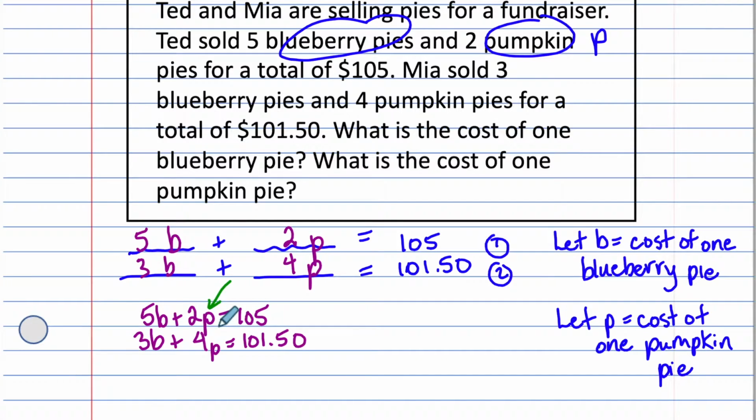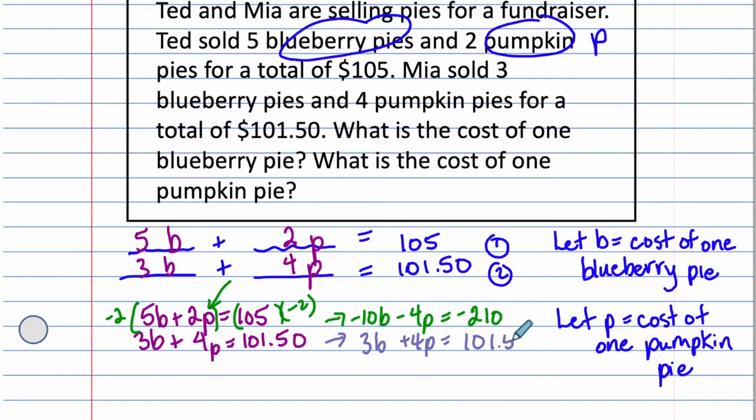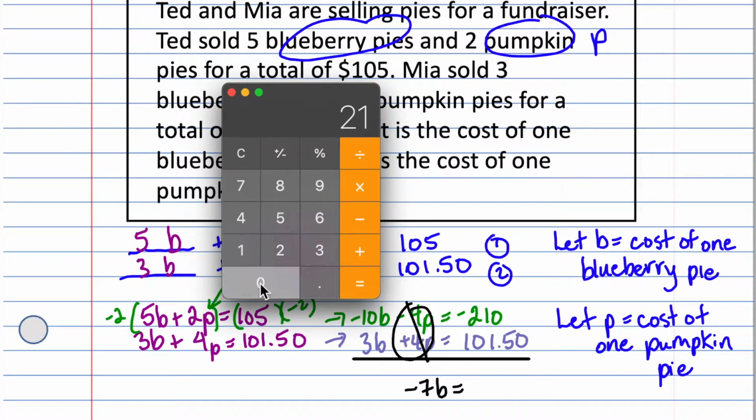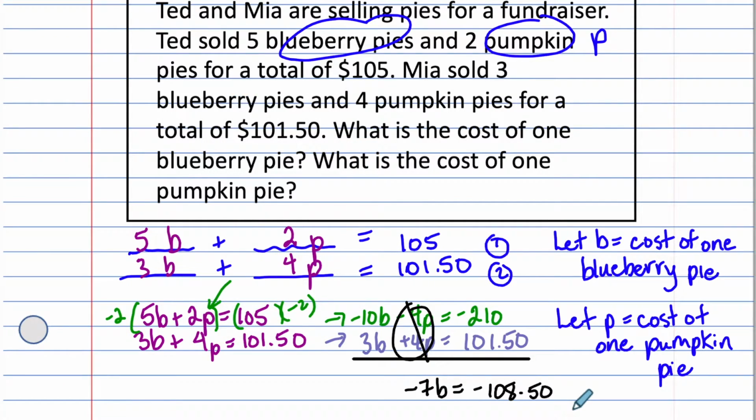We'll eliminate the p's by multiplying the first equation by a -2. That means what we do to the left side, we do to the right side. We'll keep the second equation the same. Adding up the equations, we have -7b is equal to -108.50.